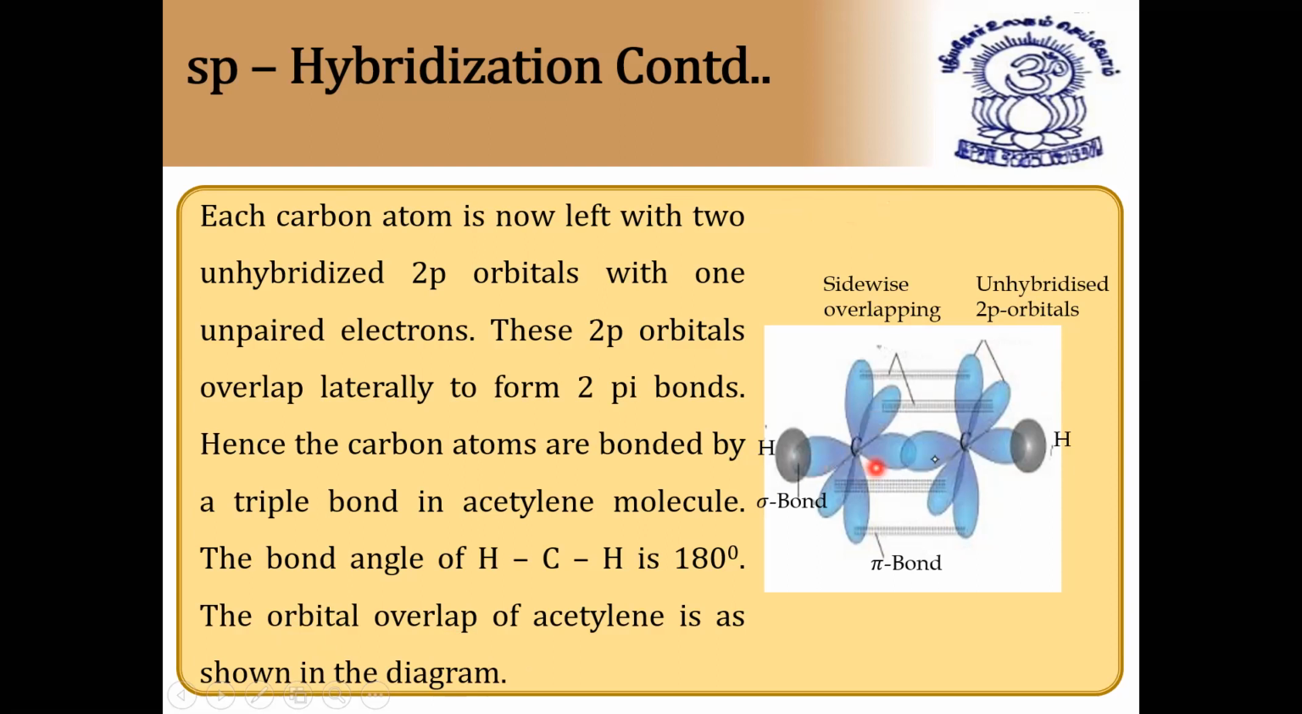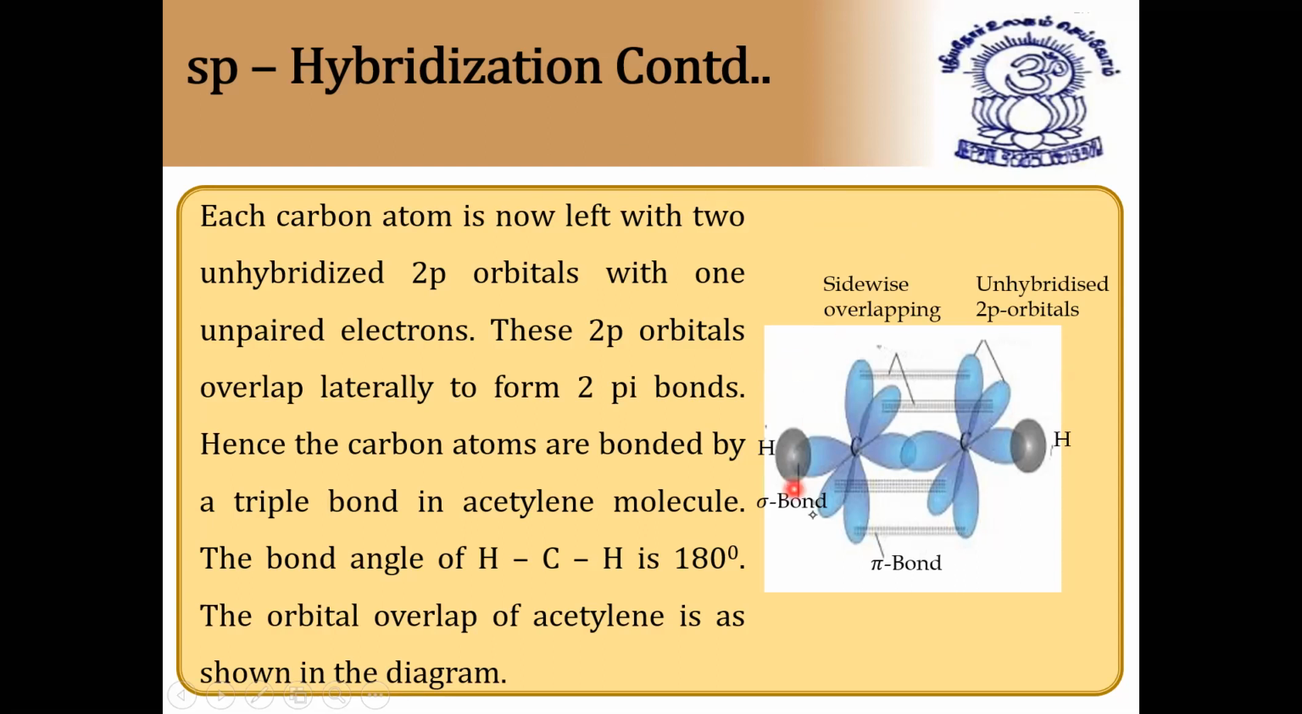This is called sideways overlapping of unhybridized 2p orbitals. So how many sigma bonds and how many pi bonds? In the last session we have discussed this, so from this also we'll get the same. In an acetylene molecule, it has C triple bond C and one hydrogen on each carbon. So how many sigma bonds? One, two, three sigma bonds and two pi bonds. So this is the structure of acetylene. I hope it is clear now.